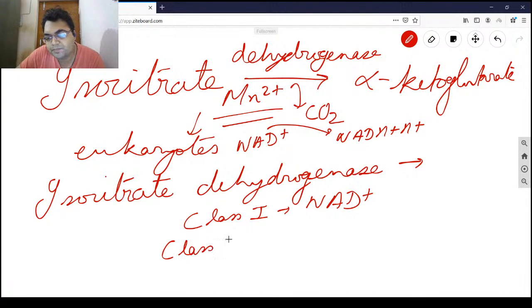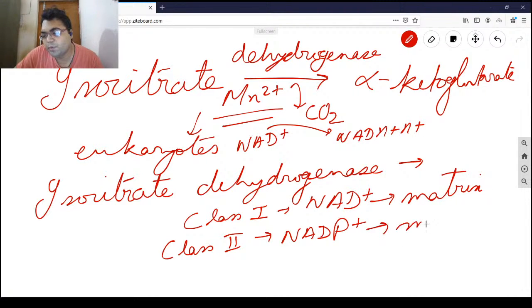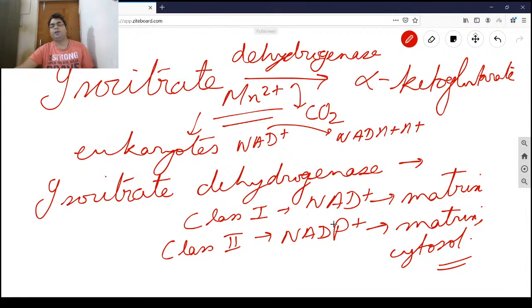Class 2 uses NADP plus, nicotinamide adenine dinucleotide phosphate. This is present in the matrix of the mitochondria. This is present in both matrix and cytosol. The dominant one regarding this Krebs cycle is the class 1 molecule. Always remember this one. And the second one may be used in fatty acid and sterol synthesis processes.